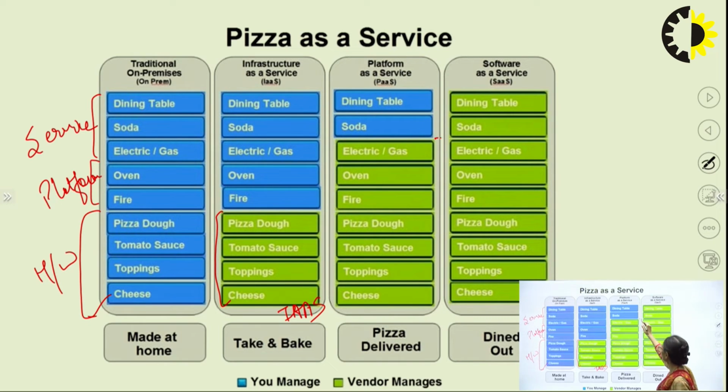So all these things are with the restaurant that is delivering the pizza. Then in the case of the dined out concept, we are having nothing at our end, we are only availing the services. So everything is with the restaurant, or Pizza Hut or Domino's, etc., from where you are availing the services.